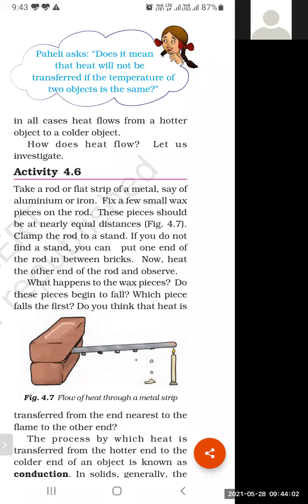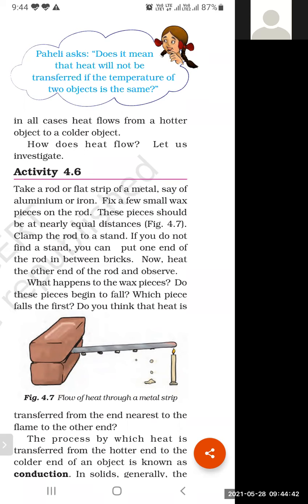Do these pieces begin to fall? Yes, these pieces begin to fall from the near end of the candle to the farthest end. Which piece falls first? The piece which is nearer to the candle will fall first. Why? Because the heat reaches that piece first, which is closer to the candle. The piece closer to the candle will be removed fast, because after getting the heat, that wax will melt and the piece will fall from that iron rod or aluminum rod.